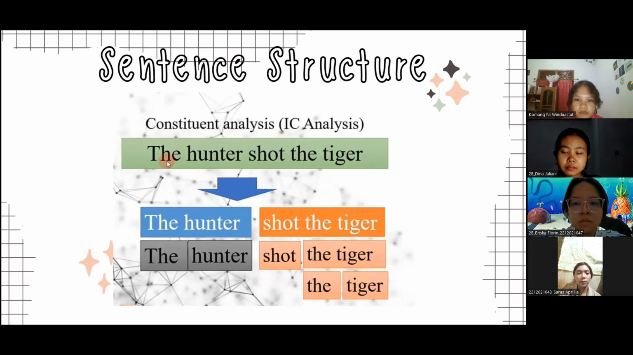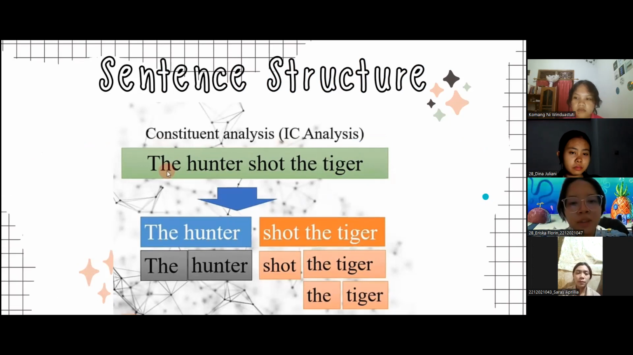Well, that's all about my explanation about clause, and the next material will be explained by my friend. Okay, thank you, Windu, for the opportunity.